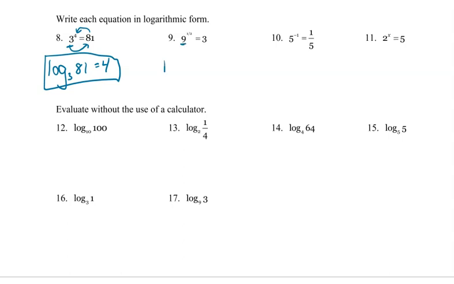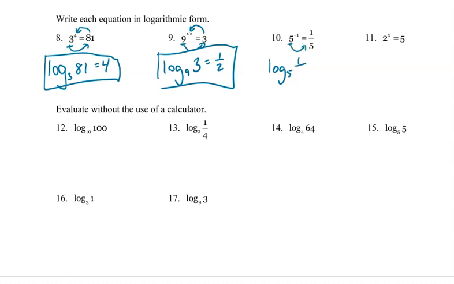So next one, it's going to be log base 9. 3 is going to be inside, equals 1/2. Next, we have log base 5 of 1/5 equals -1. Okay. And by the way, this is the first one that it really matters because it's a little hard to tell.